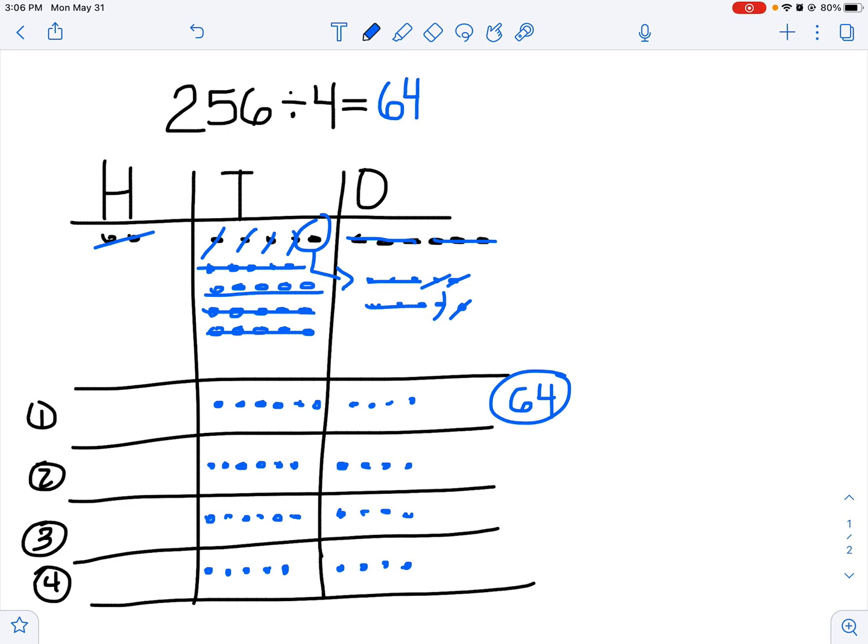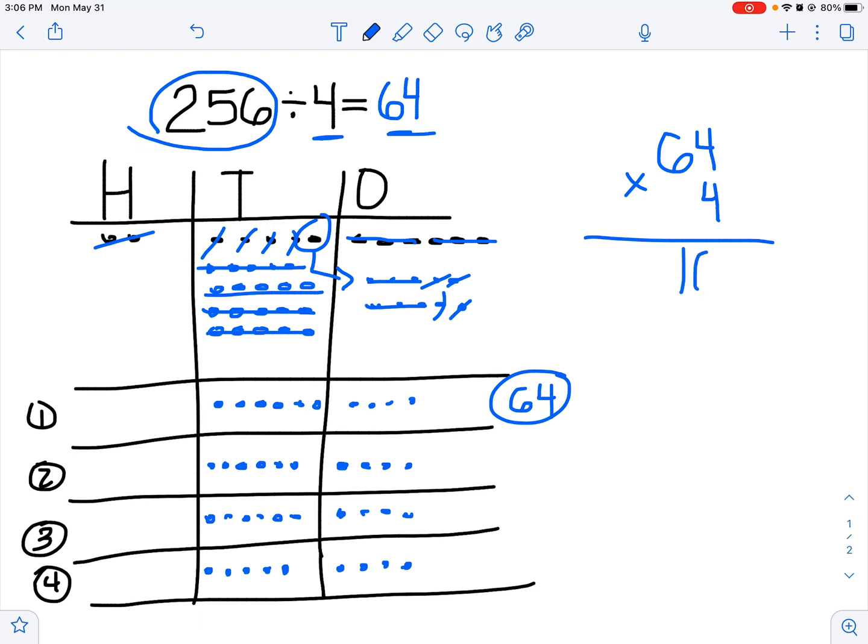Okay? A reminder, it's always a great idea to check. So if I do 64 times 4, there's that reminder of multiplication and division are related. So if you take your quotient and multiply it by your divisor, you should end up with your dividend. So 64 times 4, I know 4 times 4 is 16. I know 60 times 4 is 240. When I add those together, sure enough, I get 256, which was my original number that I was dividing by, or that I was dividing up.